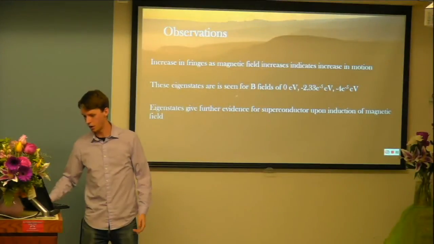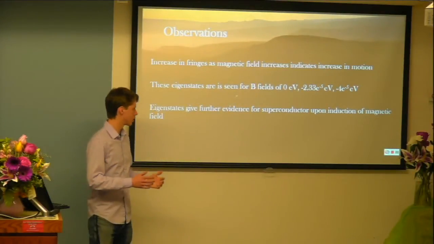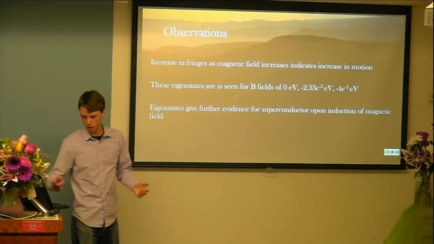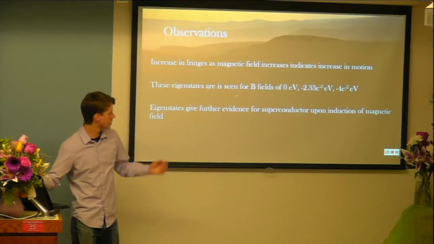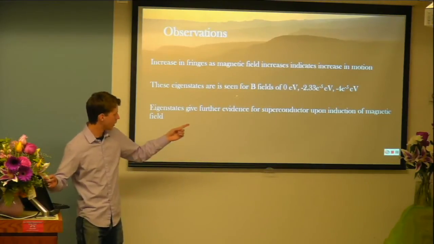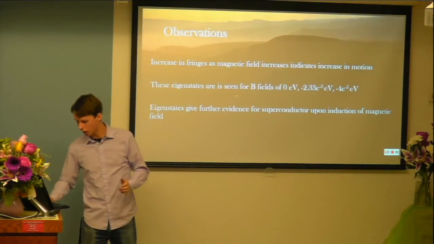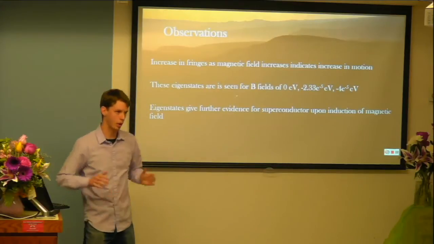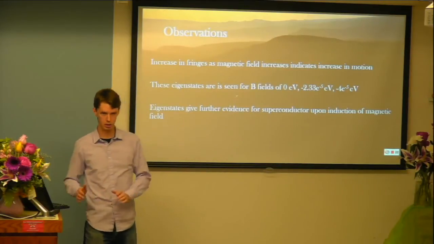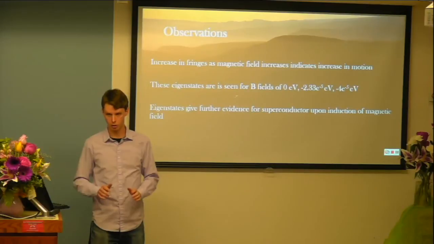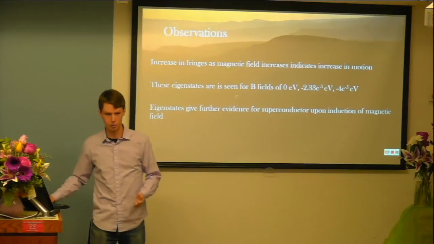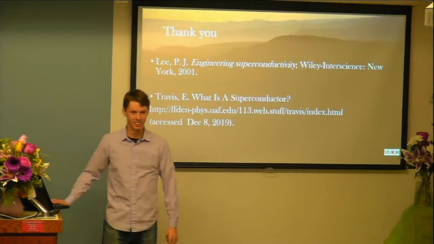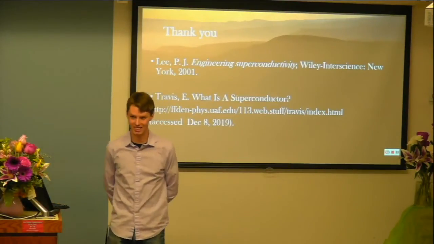As I said, as the fringes increase, that leads us to believe that there's an increase in motion. And there are the eigenstates, and my units are not quite great, but they're there, can't change them. Basically what I took out of this is that upon induction of a magnetic field, it could lead us to believe that a superconductor could be formed under the right conditions, which I think is very interesting. So thank you. Questions?